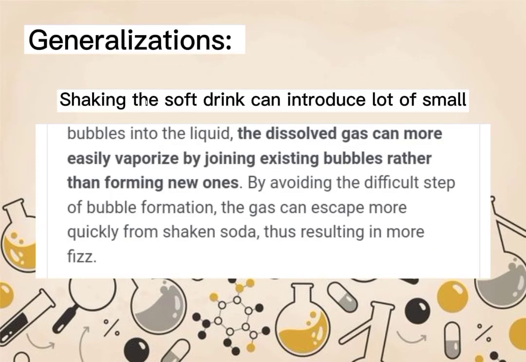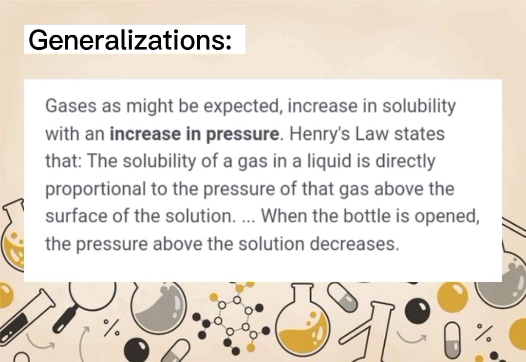Generalizations: shaking the soft drink can introduce a lot of small bubbles into the liquid. The dissolved gas can more easily vaporize by joining existing bubbles rather than forming new ones. By avoiding the difficult step of bubble formation, the gas can escape more quickly from shaken soda, resulting in more fizz. Also, as might be expected, gases increase in solubility with an increase in pressure. Henry's law states that the solubility of a gas in a liquid is directly proportional to the pressure of that gas above the surface of the solution. So when the bottle is open, the pressure above the solution decreases.